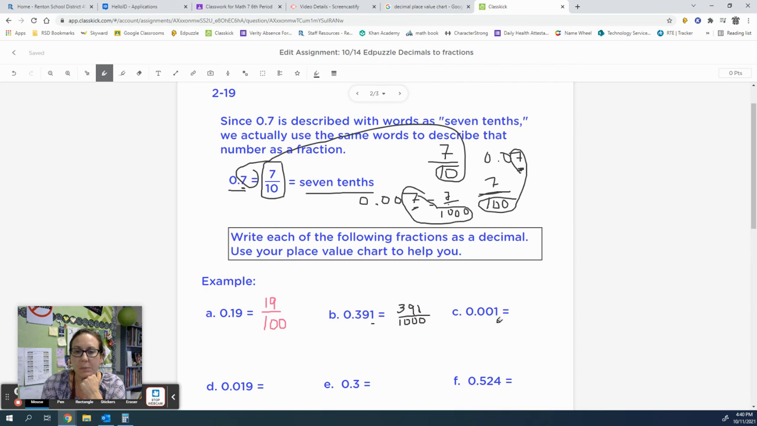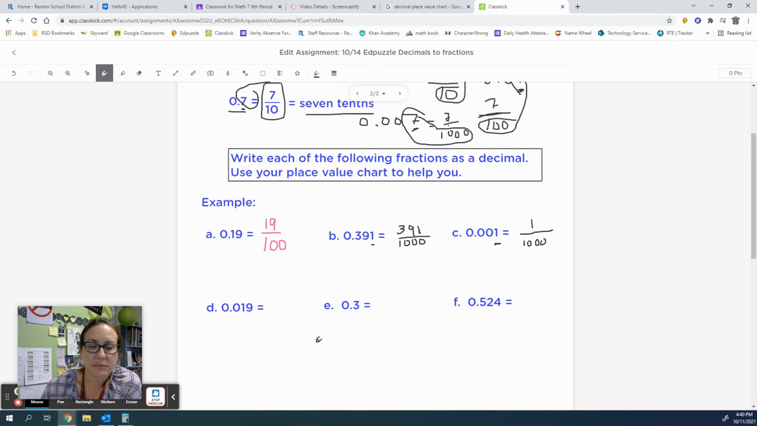Okay, what place value is this 1 in? Right, so that means that it's going to be 1 over 1,000 because the 1 is in the thousandths place. Okay, now we've got 19 again, but now the 9 has moved. What place value is the 9 in? Right, it's in the thousandths place, so now it's going to be 19 over 1,000. Okay, let's try the next one.